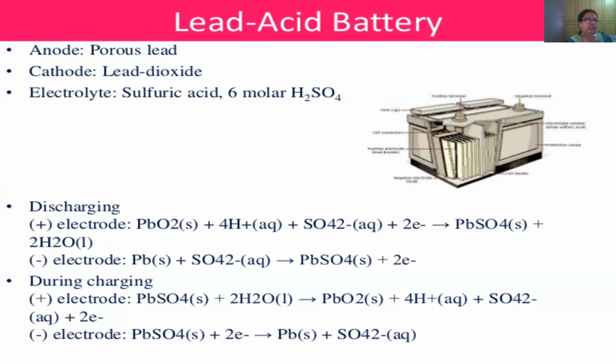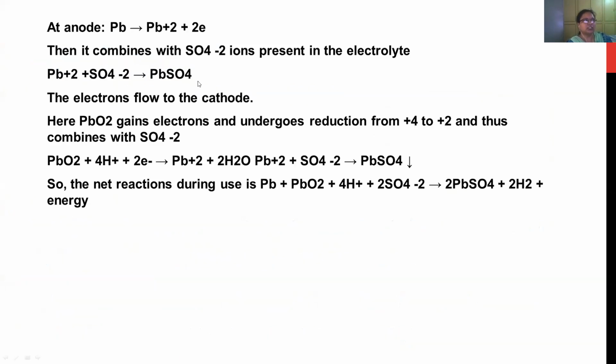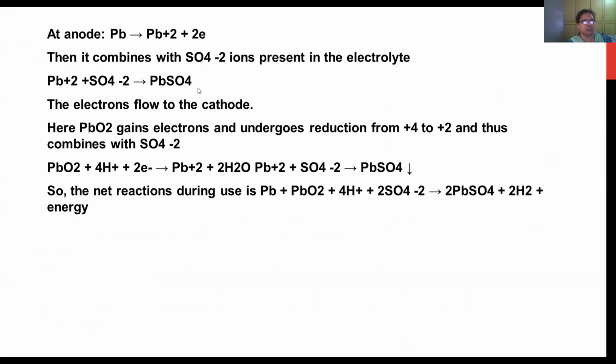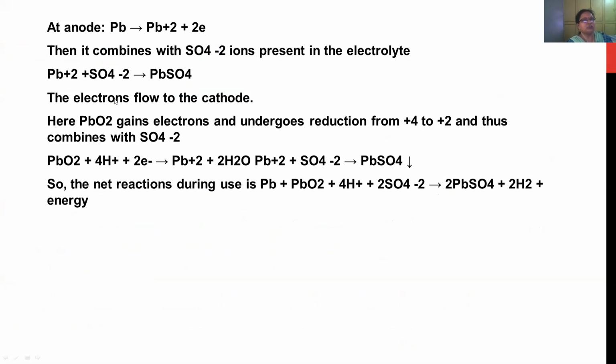Now, the charging and discharging reactions are reversible. First, let us take the discharging reactions. What happens to the battery during discharging? At the anode, oxidation takes place. So lead gives lead ions and 2 electrons. In the electrolyte, we have sulfuric acid. The liberated lead ions have a tendency to react with sulfate ions of the electrolyte to form lead sulfate.